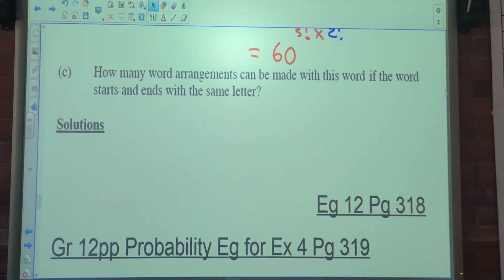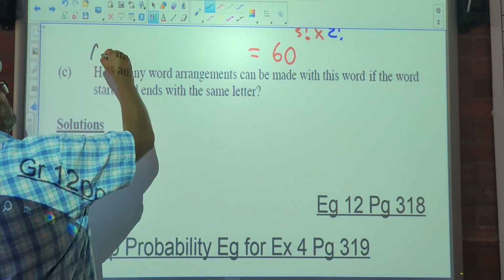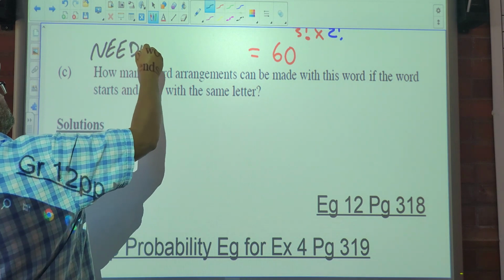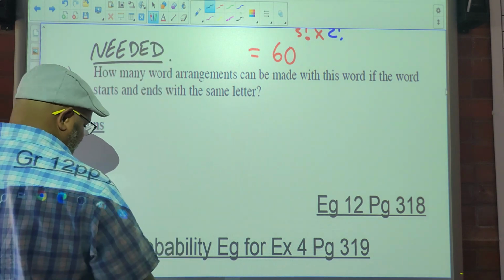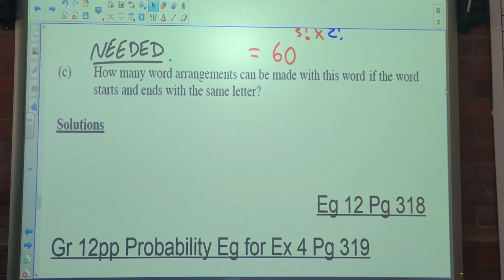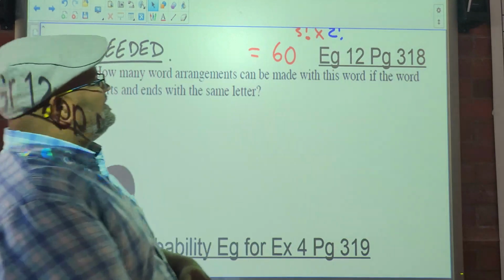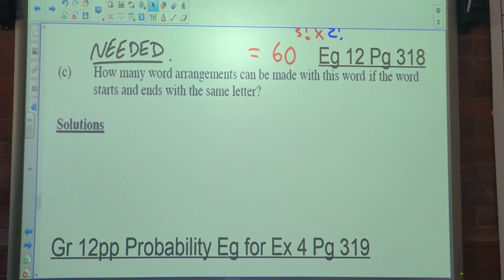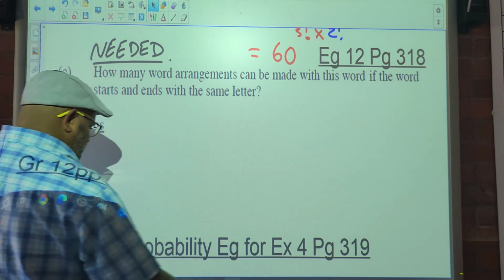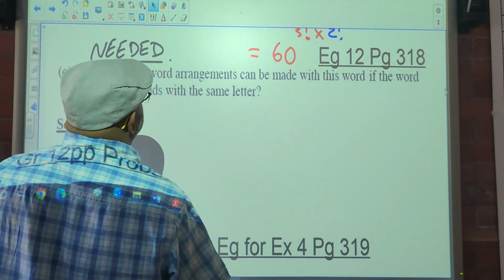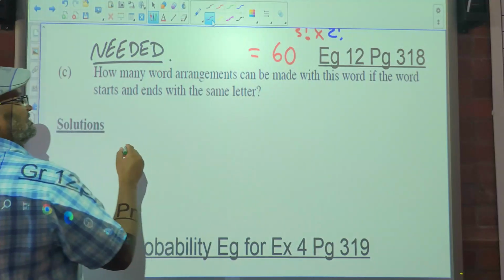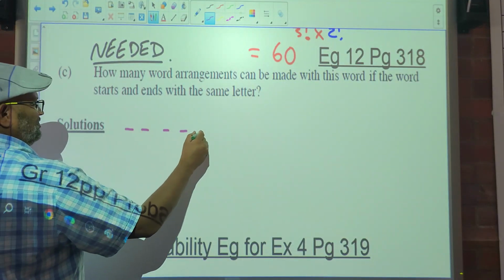Remember what word we're looking at? So now we are told, how many word arrangements can be made with the word if the word starts and ends with the same letter? Starts and ends with the same letter. So what does that mean? How many birds would I draw in the first bit? 6. 1, 2, 3, 4, 5, 6.